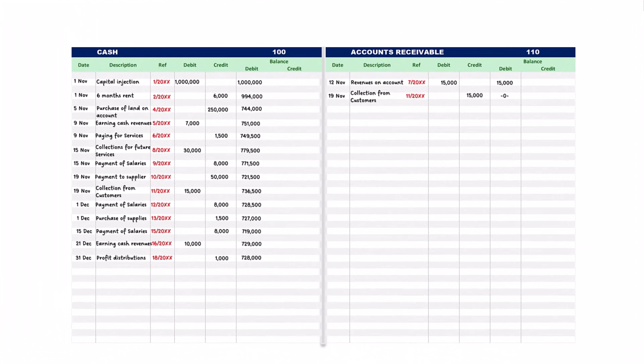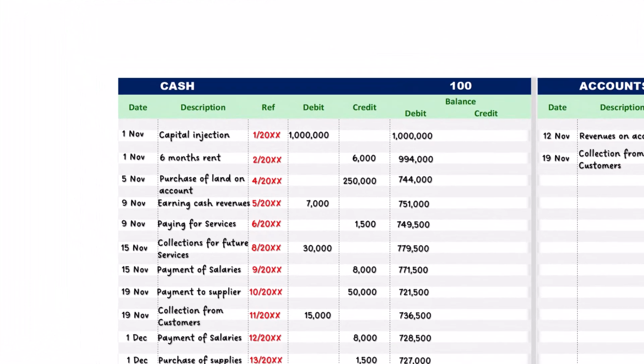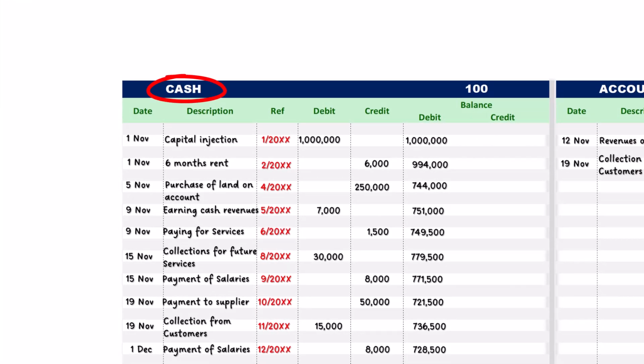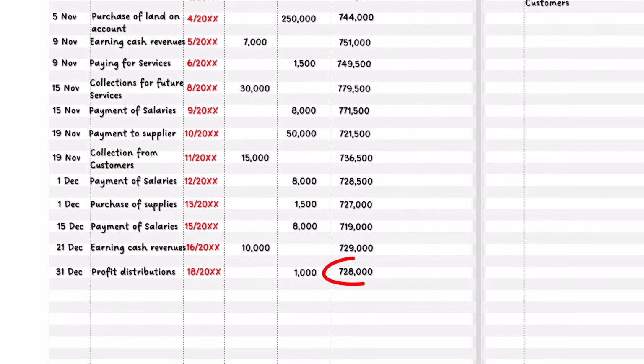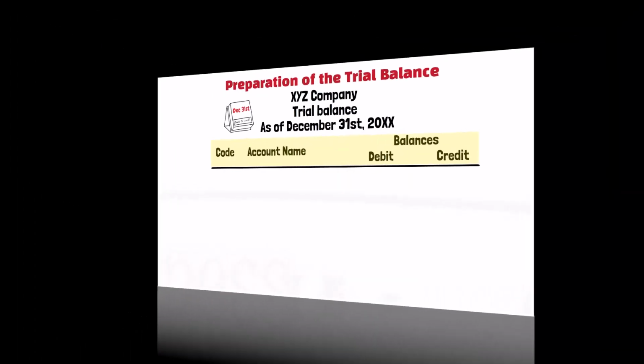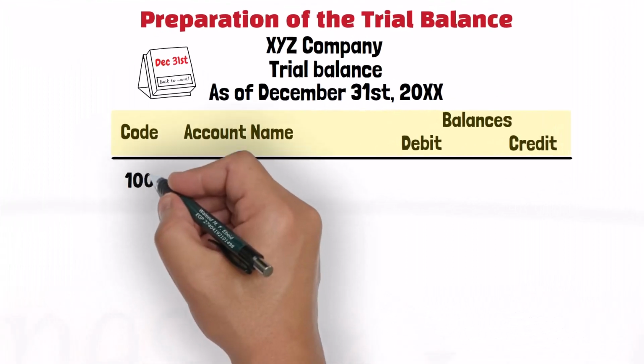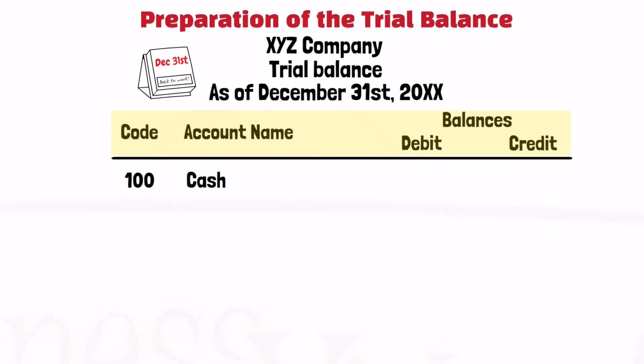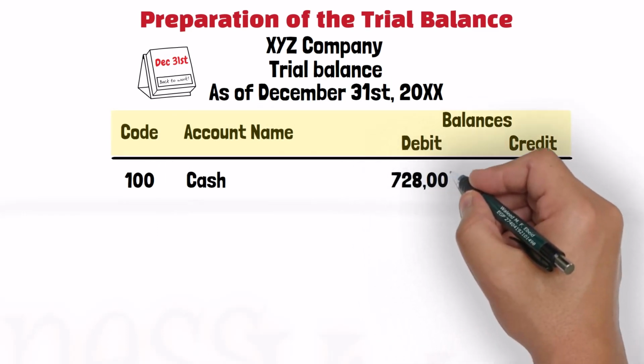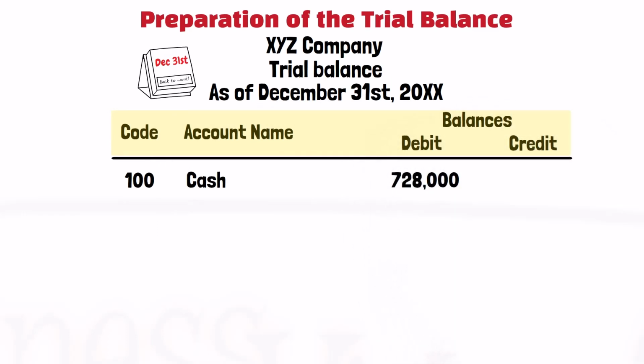Let us go to the first page in the general ledger. It is for the cash account, and it shows a debit balance of 728,000 for the cash account as of December 31st. Copy the account code and name to the trial balance. Then insert the debit balance for the cash account in the debit column here in the trial balance.